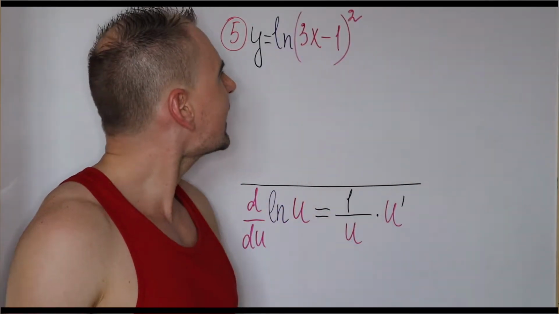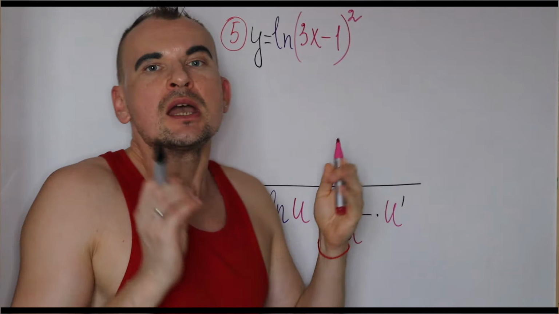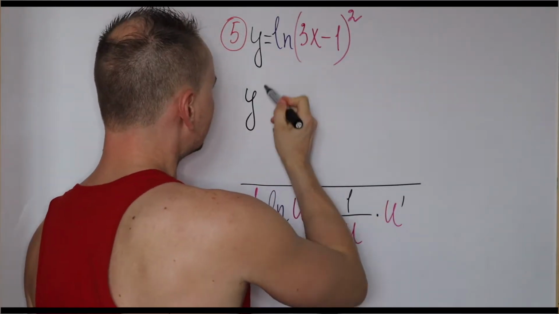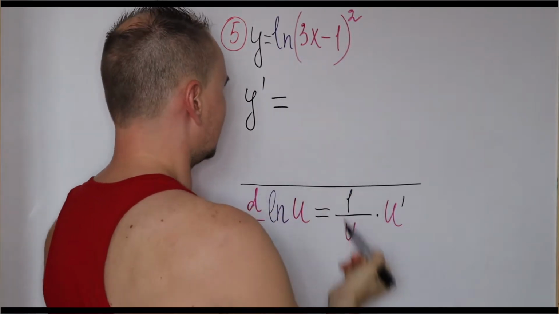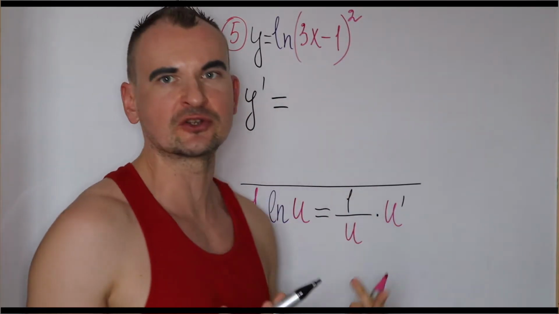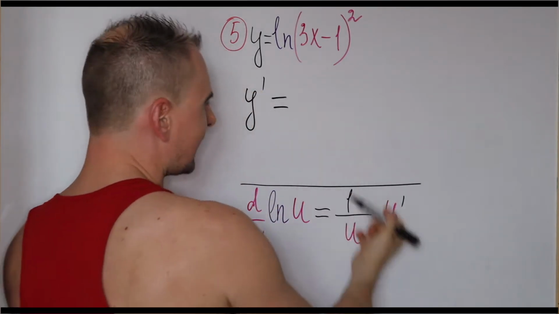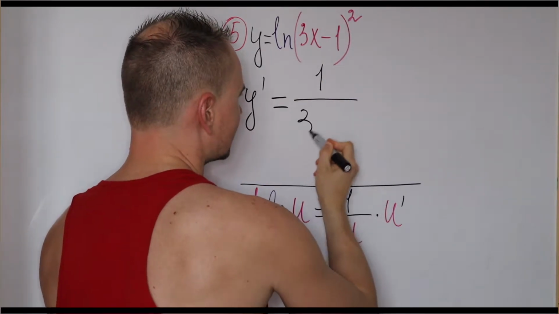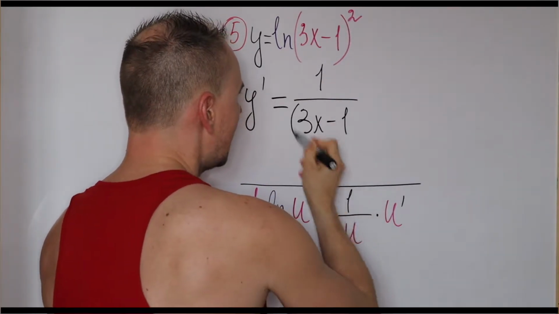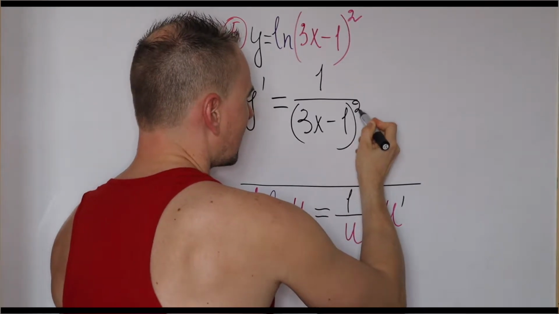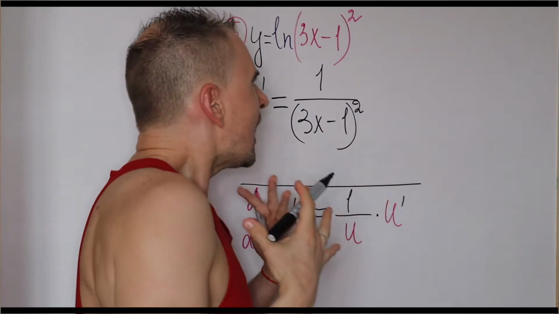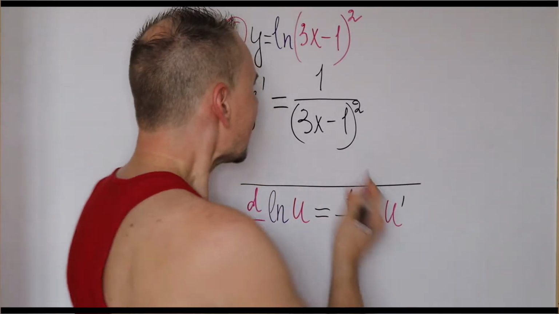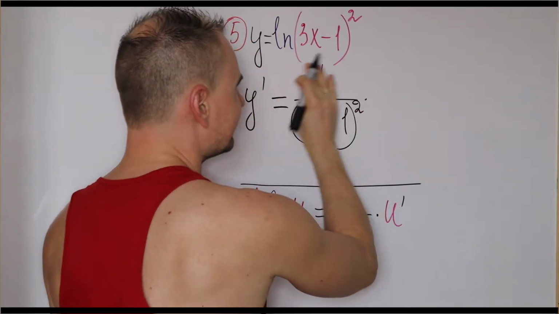Here's another one, ln of 3x minus 1 squared, raised to the second power. The derivative, I'm going to use y prime notation, equals. So your outside function, again, is going to be ln. So the derivative of ln is 1 over, and this entire argument, namely 3x minus 1, goes on the bottom of this fraction. And of course, we are not done yet. Life is not that easy, unfortunately. So this term gets multiplied by the derivative of the inside.